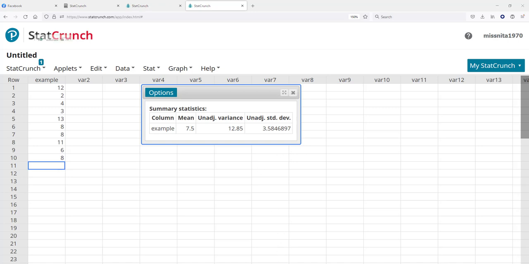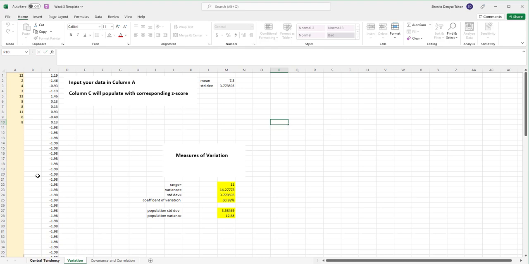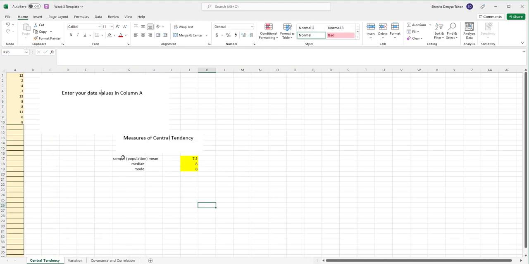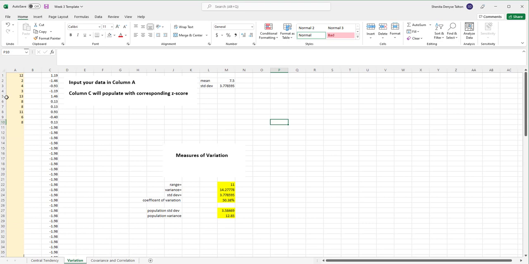Okay. If we go to my template that I have for this chapter, once again you type your data values in column A, and this is the central tendency tab, and the population mean will come up. Like I said, it's the same as the sample mean. So I have it all in one spot, so it's 7.5. To do the variation, once again, you input your data in column A, and under measures of variation, if you look below, I have population, standard deviation, and variance. So it's these two values here.